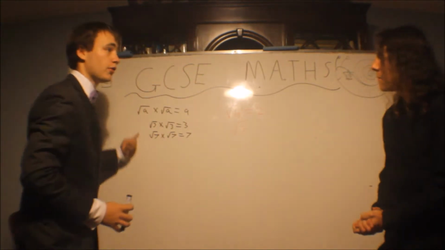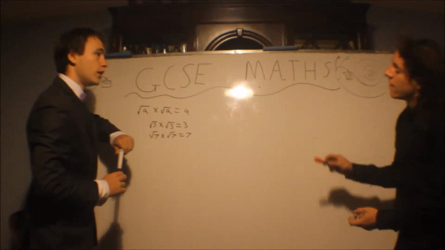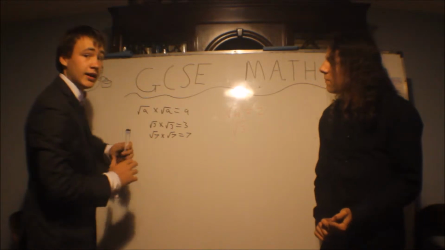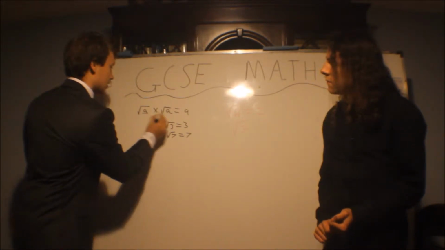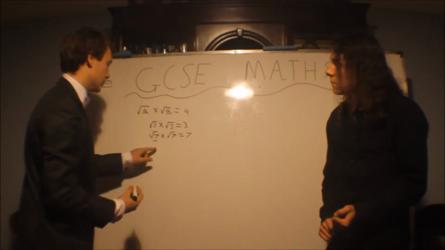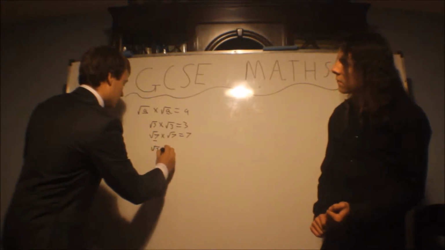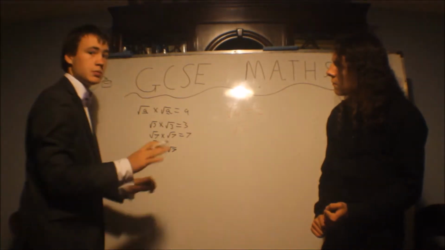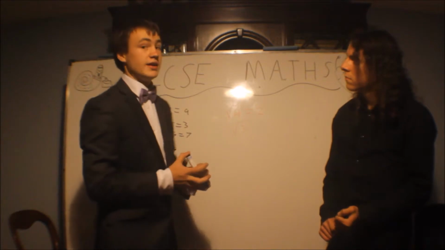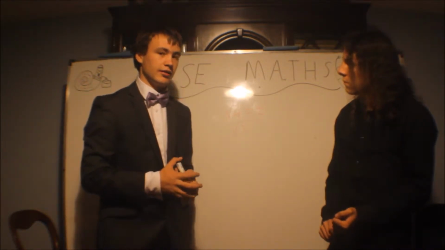Okay, I'll just talk you through this rule. This is a rule you need to know, only if they're the same. That's what this A is representing, that it's the same constant. If it's root 3 times root 7, it's not just root 37 or anything like that.